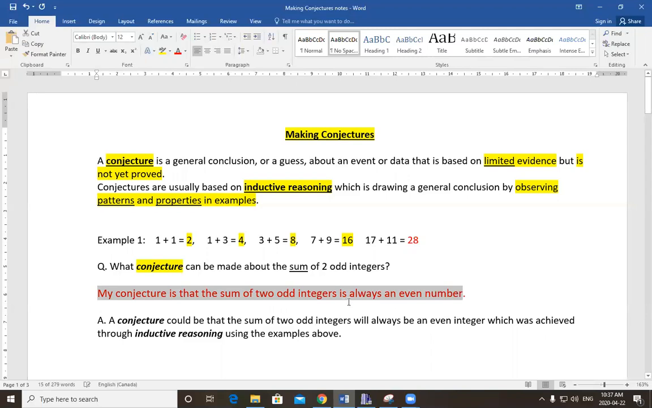So my conjecture is something is always going to happen. So we want to start with my conjecture, and we want to have the word always in there. All right. So the conjecture could be the sum of two odd integers will always be an even integer. And we can even change number to integer.